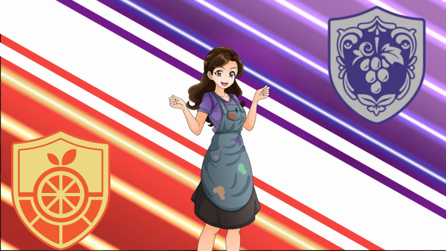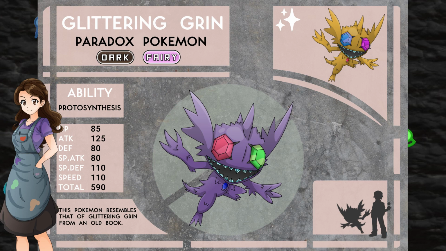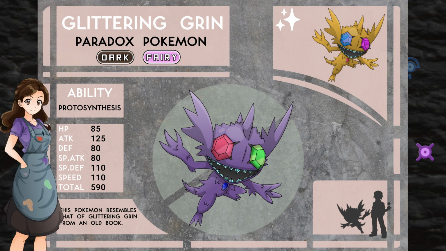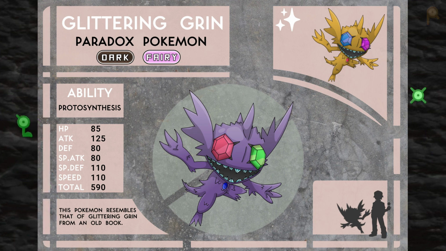The first past Paradox form I came up with is Glittering Grin. I have always thought Sableye was a perfect Pokemon design. The balance of cute and mischievous is unbeatable. I'm a big fan of fantasy worlds, especially ones with goblins and gremlins, and Sableye is an example of that done right. Since goblins are common in fairy tales, I gave Sableye the much-needed fairy typing.